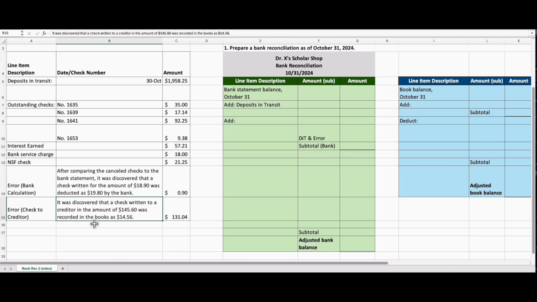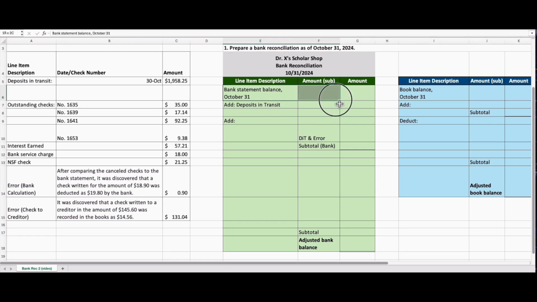Then there was a second error. It was discovered that a check was written to a creditor in the amount of $145.60, but it was recorded on the book side as $14.56. That's a difference of $131.04, and we're going to enter this one on the book side, the other one on the bank side. All right, great. Let's go ahead and get started.